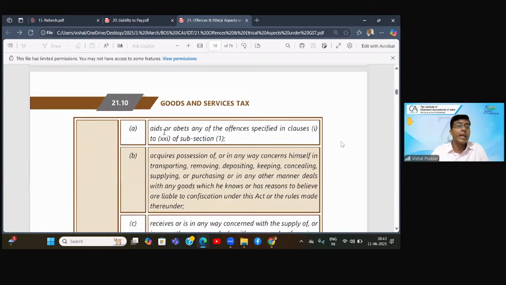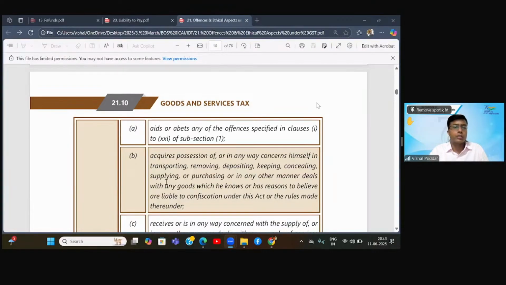Any person who aids or abets any of the offenses which were specified above in subsection 1. So the person who committed the offense is covered in subsection 1, but the person who helped this person, supported this person, like a consultant or anybody, will also be liable for this penalty under this subsection. So abets means you are supporting that. You are helping that person do that offense. That is what abetting is.